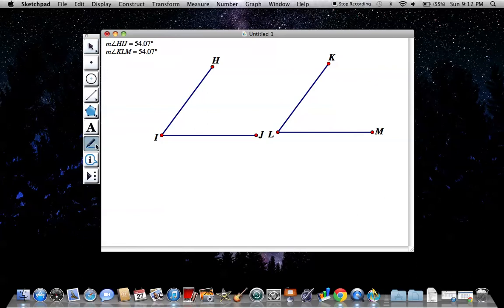Now, we can display this visually by drawing little angle markers here. They're basically tick marks for angles. So if you see these two symbols, it means these two angles are congruent.